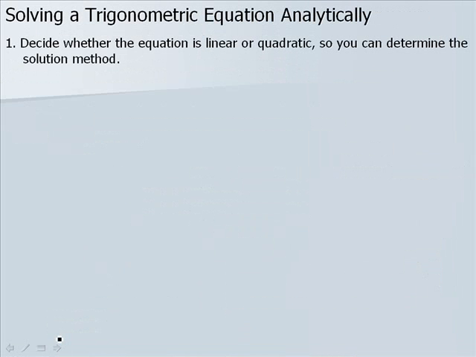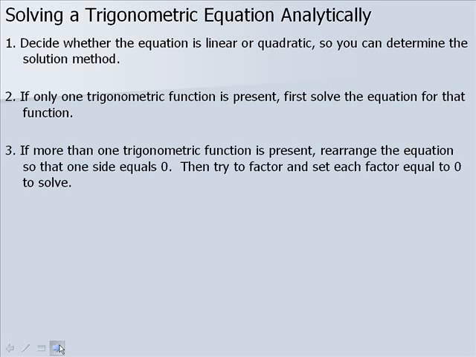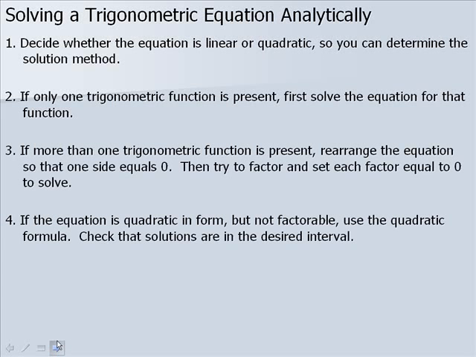Our steps that we use to solve a trig equation analytically: first, we decide whether the equation is linear or quadratic, so you can determine the solution method. Second, if only one trig function is present, first solve the equation for that function. 3, if more than one trig function is present, rearrange the equation so that one side equals 0. Then try to factor and set each factor equal to 0 to solve.